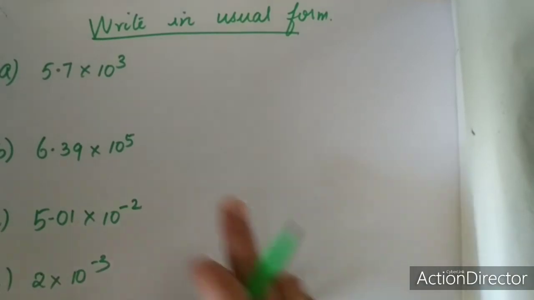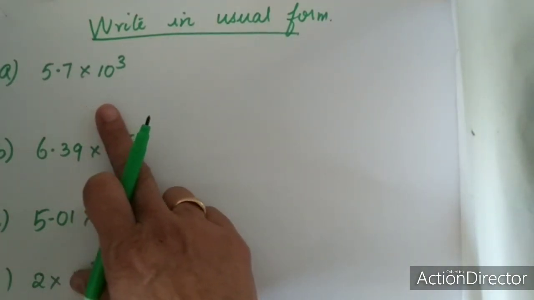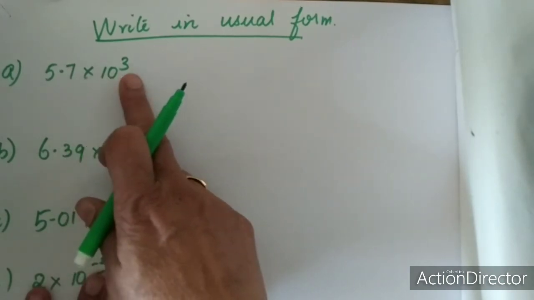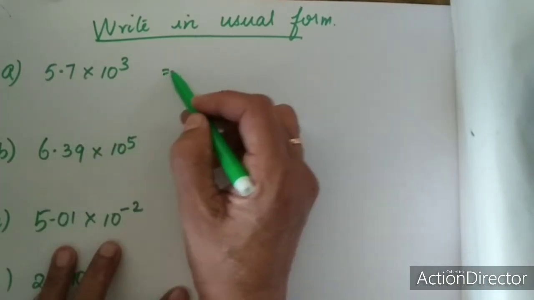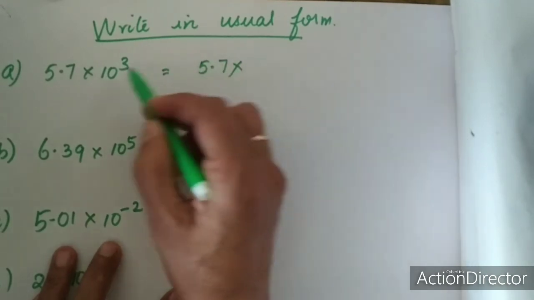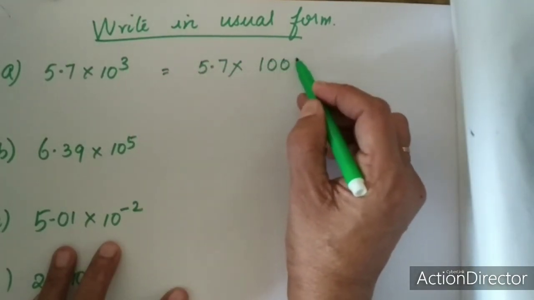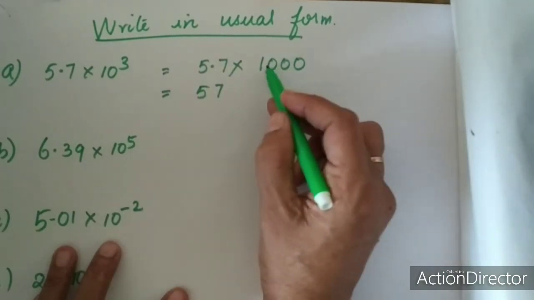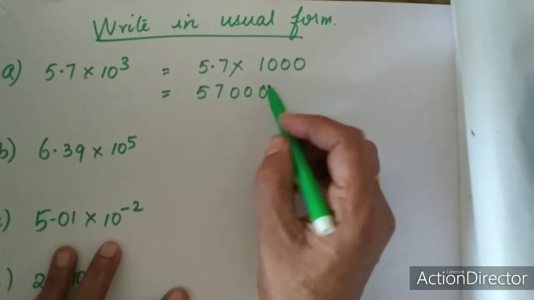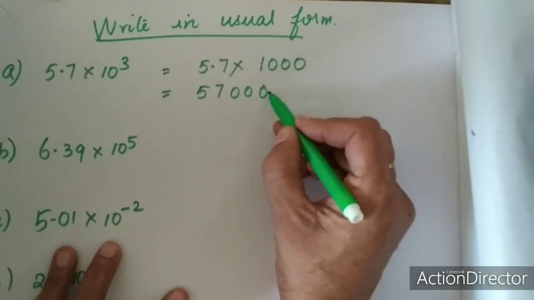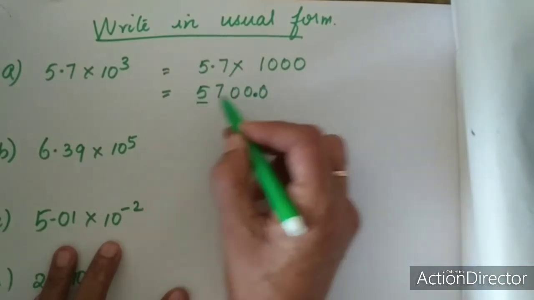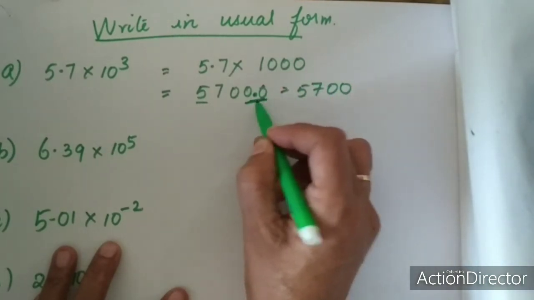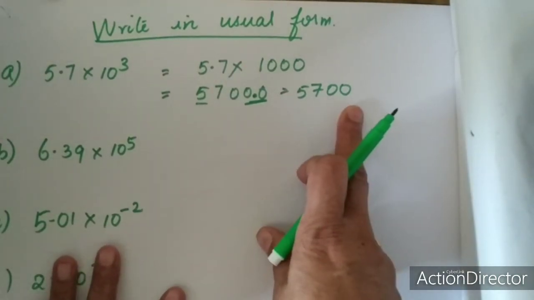Now let us see, when the standard form is given, how to convert it to usual form. The given sum is 5.7 into 10 raised to the power of 3. So this can be written as 5.7 into 1000, since 10 raised to the power 3 is 1000. Now first write the number as it is: 57, and 3 zeros, 1, 2, 3. How many decimal places are there? 1 decimal place. So from the end you keep 1 decimal place. So my answer will be 5700. This is the decimal point here. So my answer is 5700.